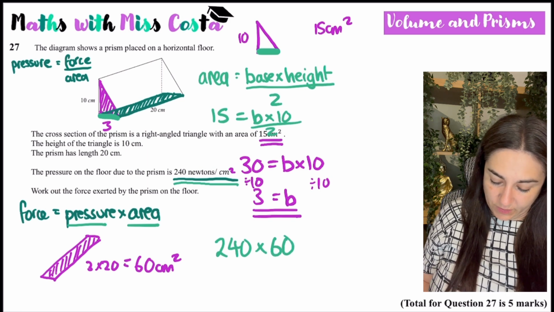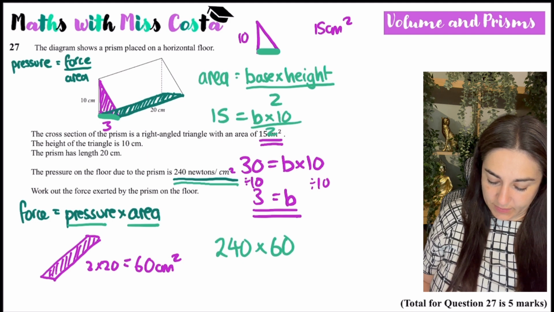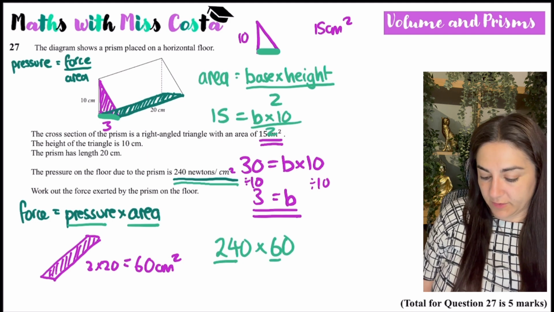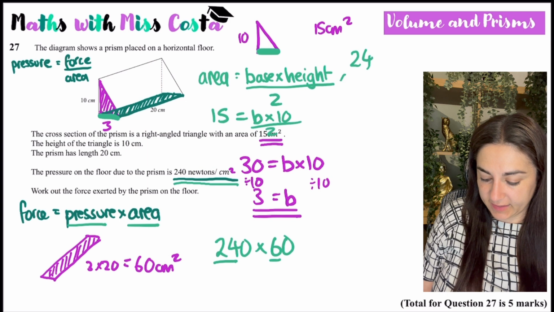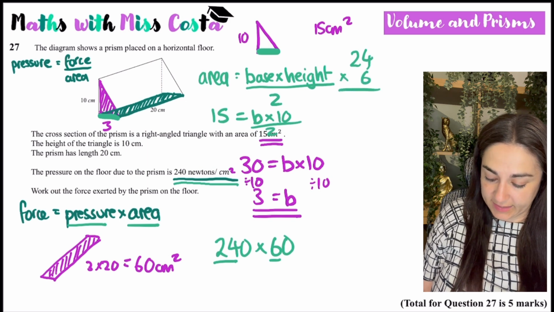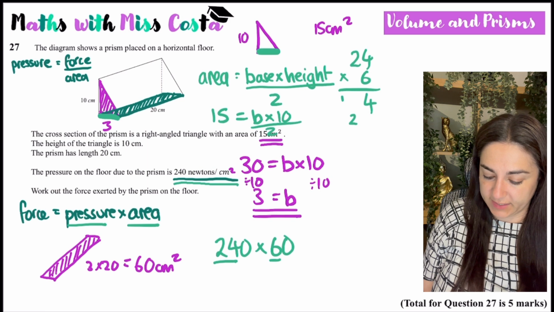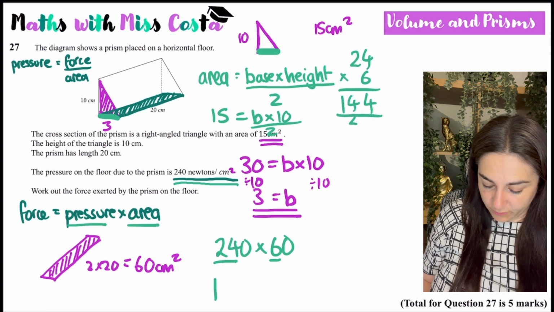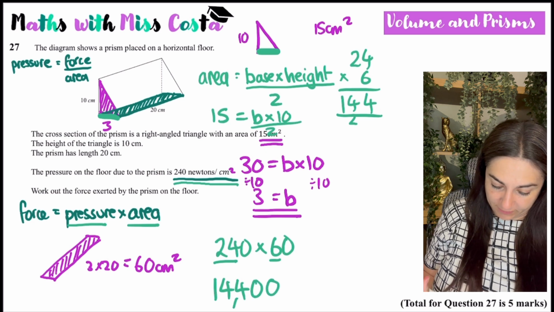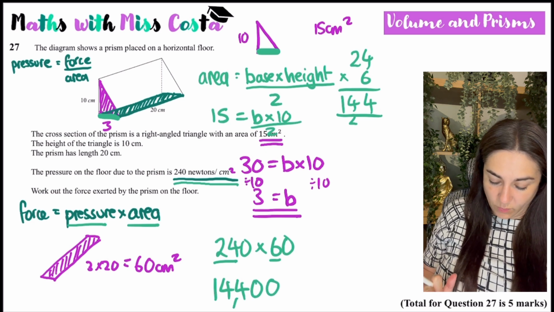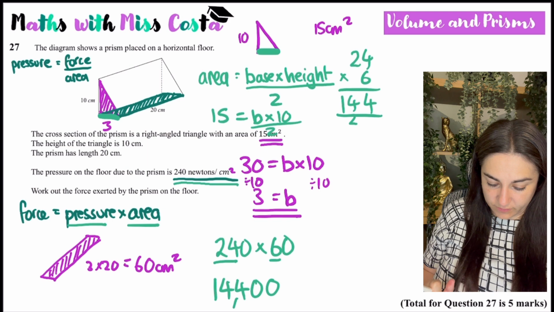And there's quite a few ways I could do this. The easiest way would just be 24 times 6. So 6 times 4 is 24, 6 times 2 is 12, add on the 2 is 14. So that would be 144. And then I add on the 2 zeros. So that would be 14,400 newtons.